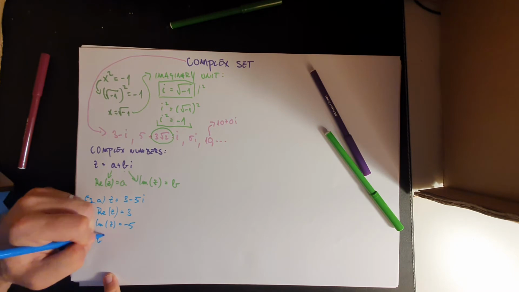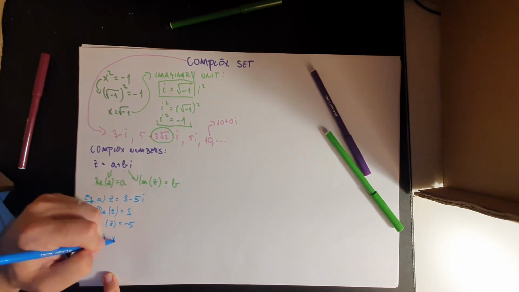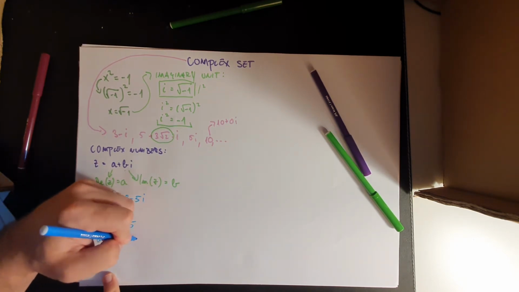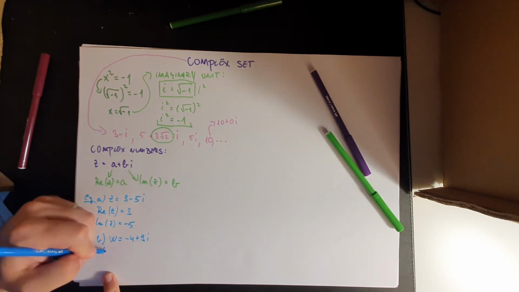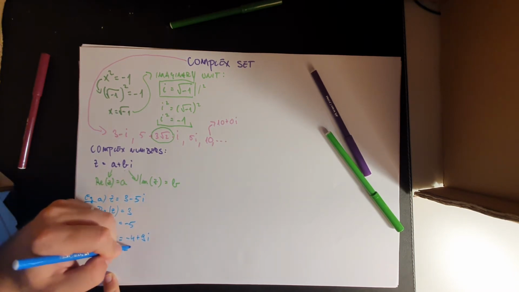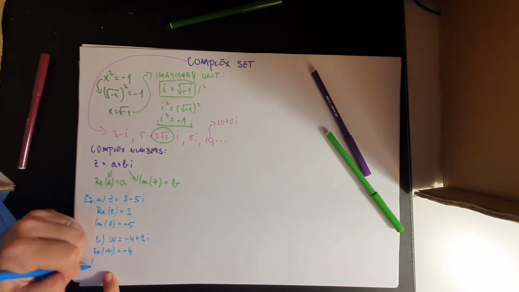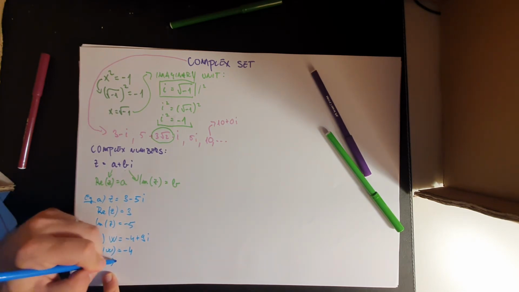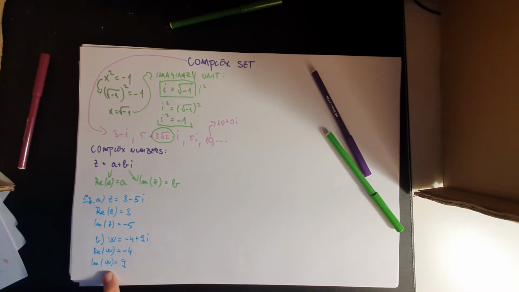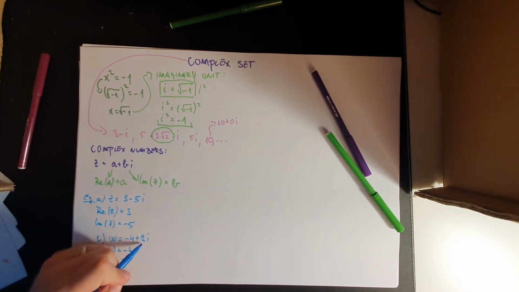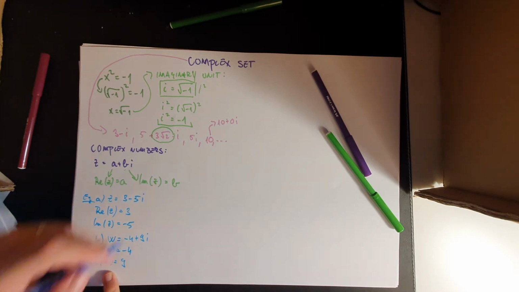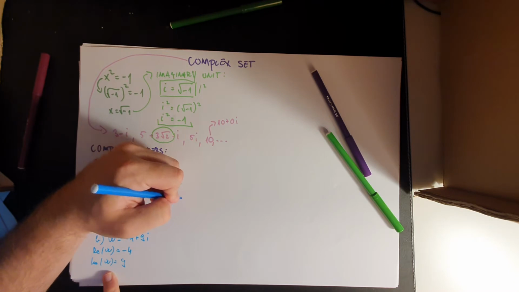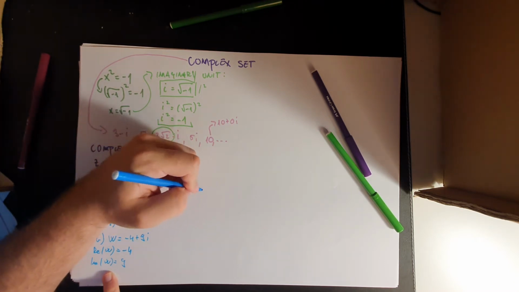Let's look at example B. w is equal to minus 4 plus 9i. The real part of the w number is going to be minus 4. The imaginary part of the w number is going to be 9. i tells us that 9 is the imaginary part. Of course, it's a plus, but I don't have to write the plus itself. Let's look at one more example with the q number. q is going to be 6i.